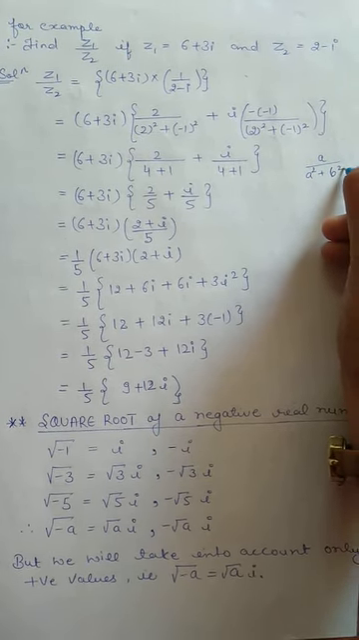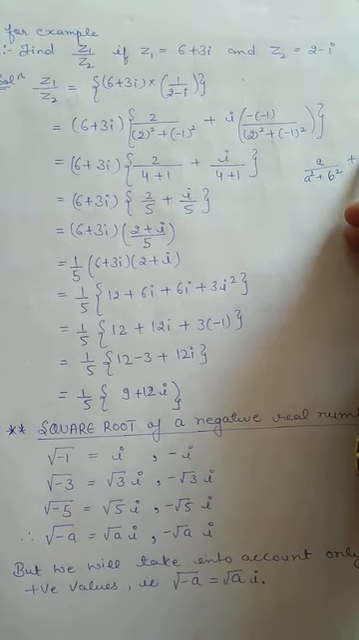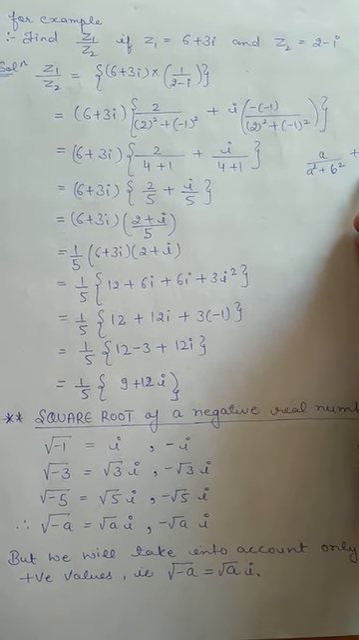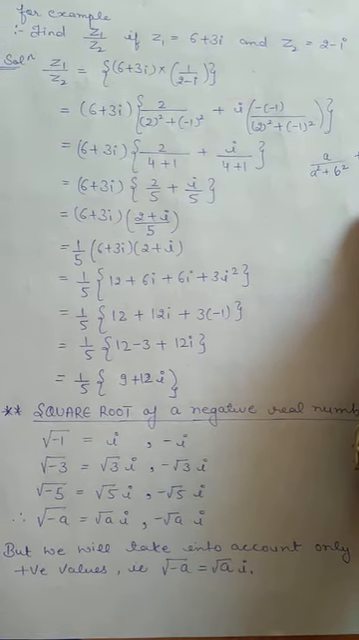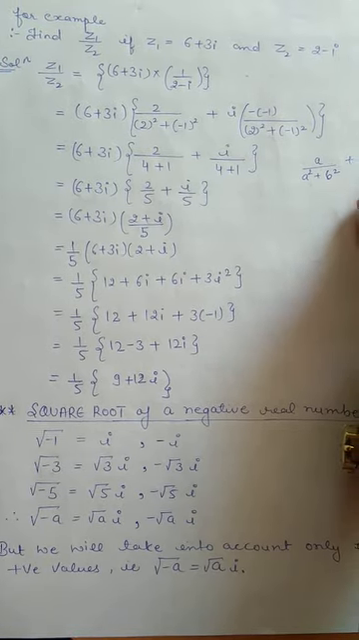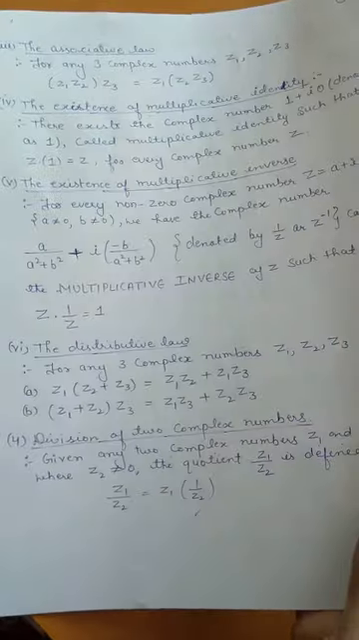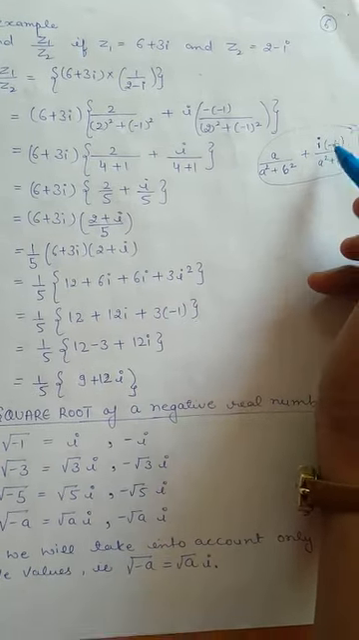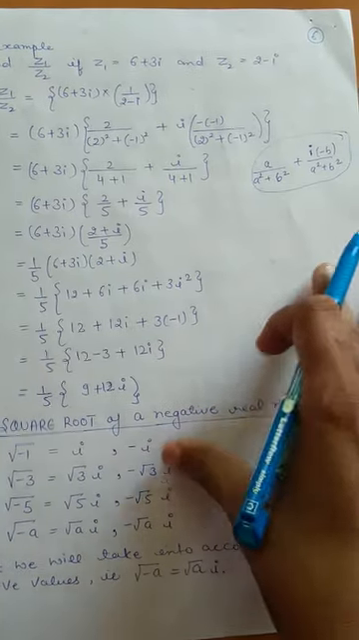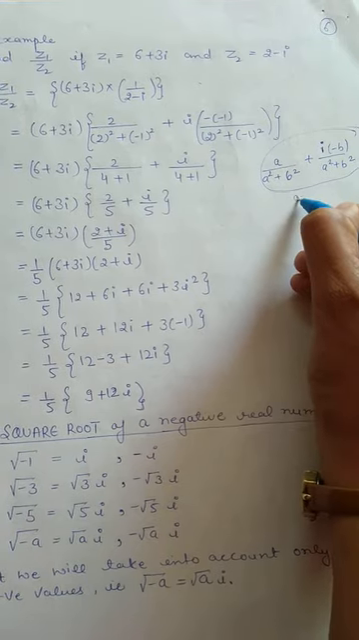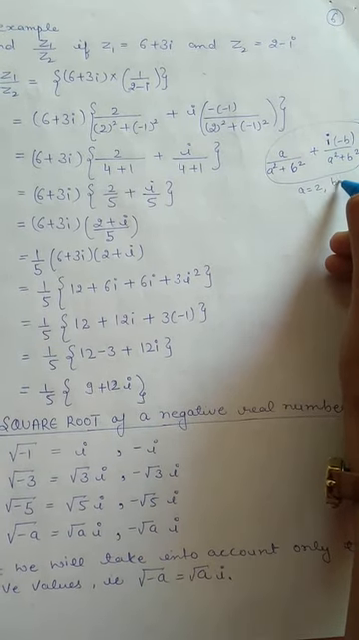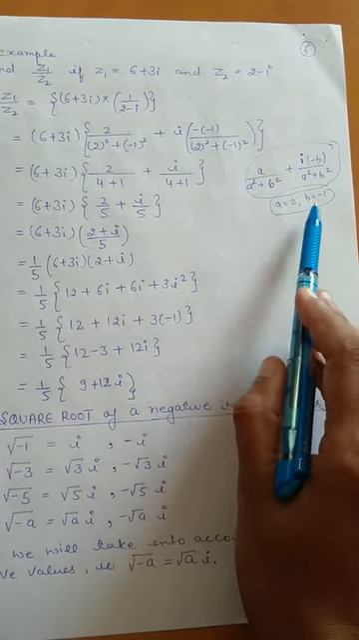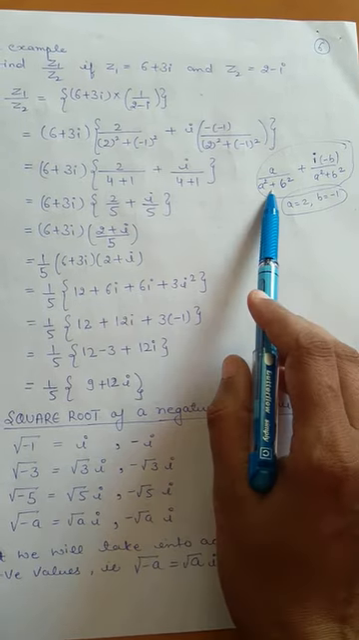b square. Clear? Plus iota upon a square plus b square into minus b. Clear? So this is the form which we use when we are rationalizing any complex number. So as per this value, our a is 2 and our b is minus 1. The same values we have put in this formula.